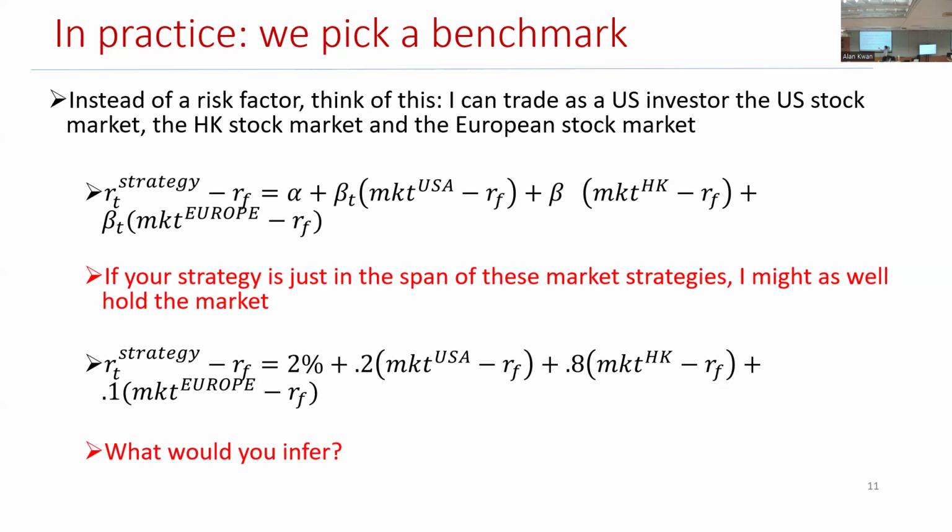It would say, okay, on average, when the US market goes up by 10%, his portfolio goes up by 2%. When the Hang Seng Index goes up by 10%, his portfolio goes up by 8%. When the European market goes up by 1%, his portfolio goes up 10%. But when you plug in what those numbers are historically, nevertheless, my dad outperforms by 2% per, I guess, month.